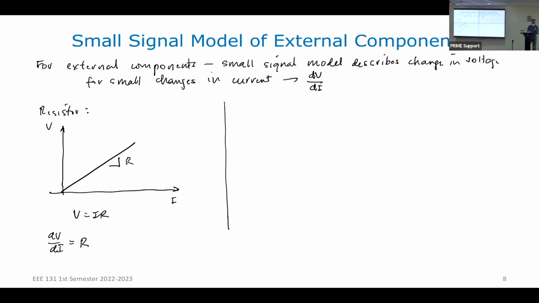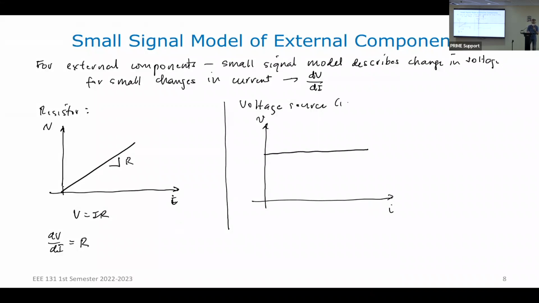And then if you have a voltage source, what does it look like if I plot V versus I? If you have a voltage source, that would look like this. This is an ideal voltage source, where this is capital V. So what is dV/dI? 0. So a voltage source is a short. The small signal equivalent of a voltage source is a short.